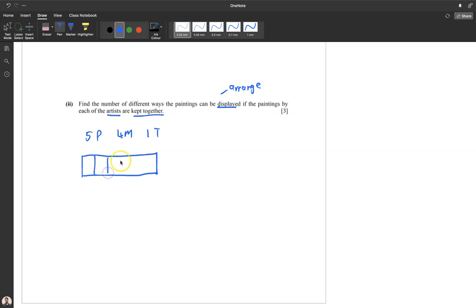Oh my god, I'm using the wrong words. 1, 2, 3, 4, 5. This is by Picasso. Then I'm going to put another block, 1, 2, 3, 4. This is by Monet. And Turner is a bit lazy, so he just had 1. Notice the different blocks.